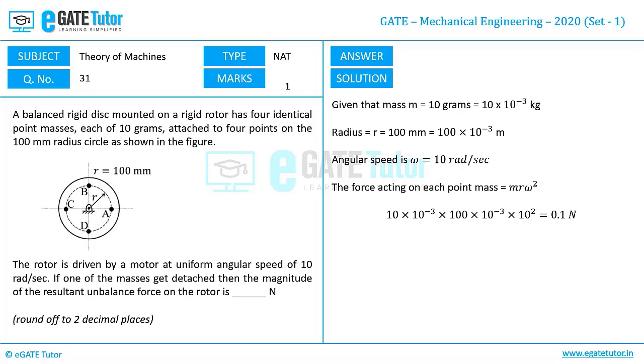Since we have 4 point masses located at 4 different points on the circumference, when one mass gets detached, the masses which are opposite to each other will balance, but the mass which is opposite to the detached mass remains unbalanced. So the magnitude of the unbalanced force on the rotor is 0.1 Newton, because since one mass is already detached, there is no other mass which counteracts the opposite mass which is still intact on the rotor. So the mass opposite to the detached mass remains unbalanced, and that particular force is 0.1 Newton.